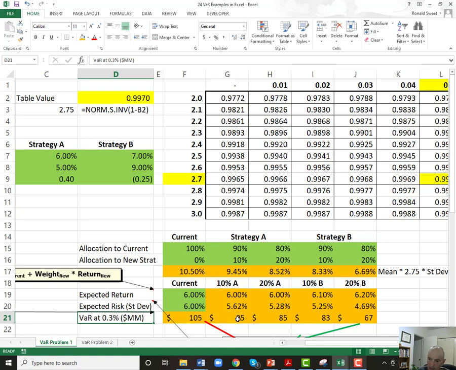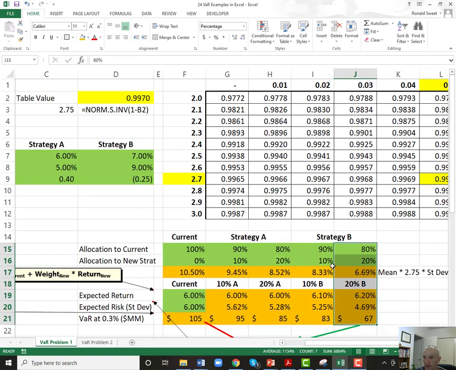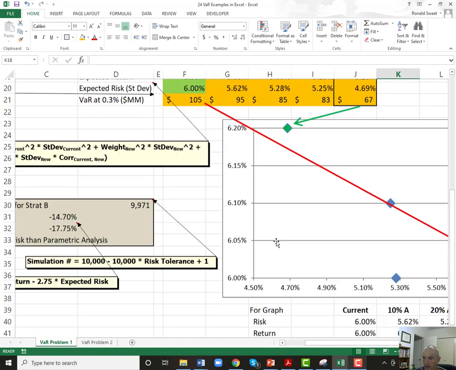So what are you going to recommend? Well, obviously in this case, she wanted to have the same return or higher. Well, all of the strategies meet that. And she wanted risk below 70 million. But this is the only one that does that. So this is the one you're going to recommend, 20% in B.